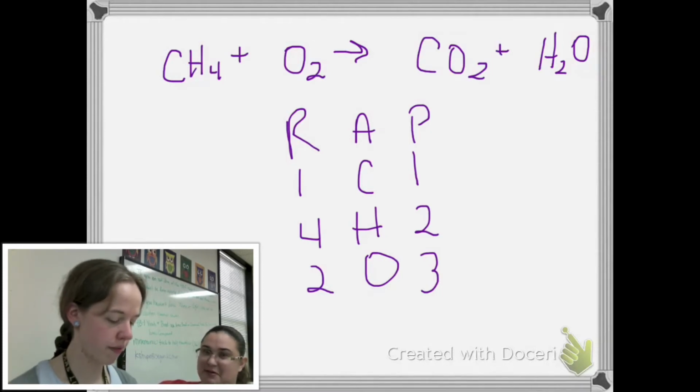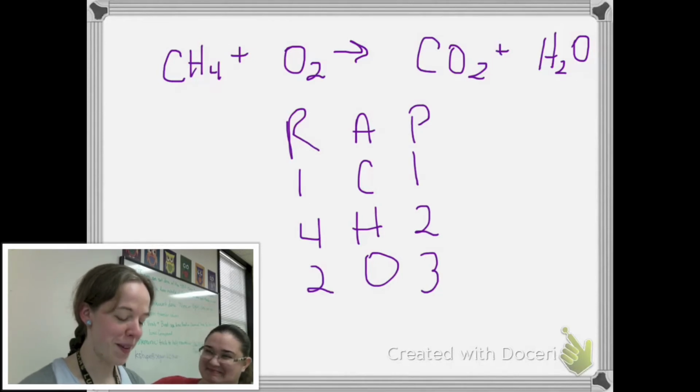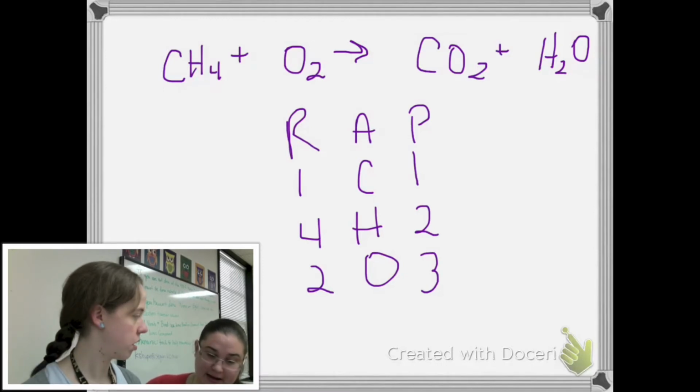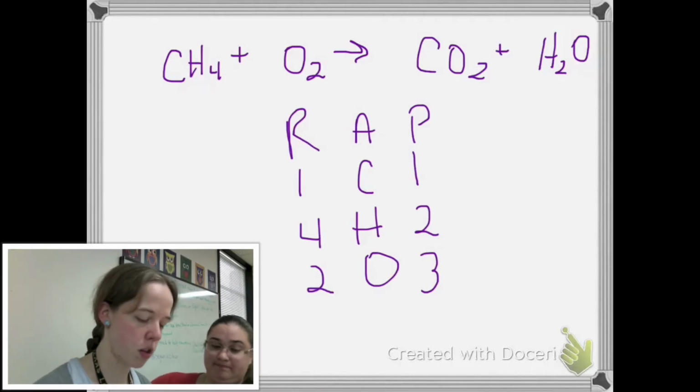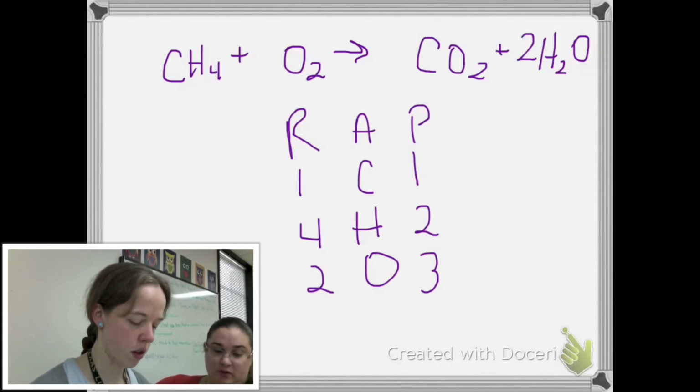So my H's don't match. We got to do my H's first. So what do I need to add to my product side so my H's match? I need a 2. Where do I put the 2? In front of the H2O. So 2 times 2 is 4.